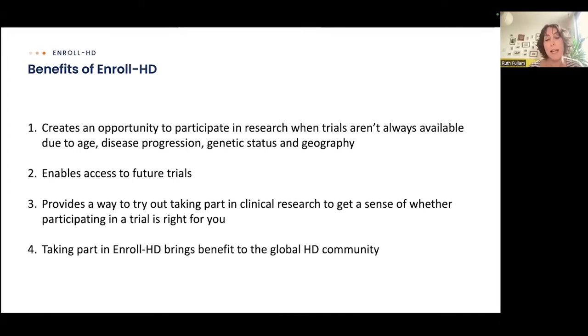And finally, taking part in Enroll does bring benefit to the global HD community. It's used to accelerate research. It's used to improve understanding of the disease, and ultimately, the drive is to help facilitate the development of effective therapeutics.